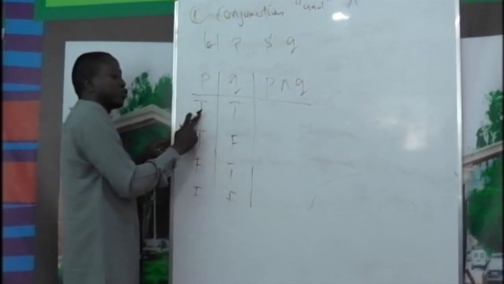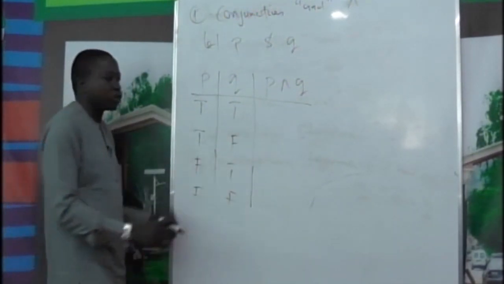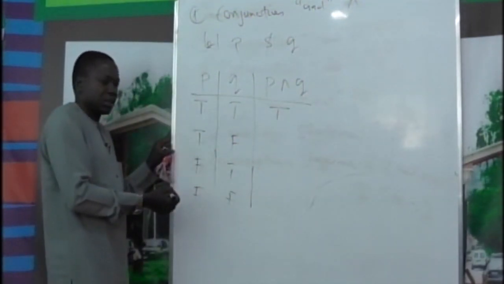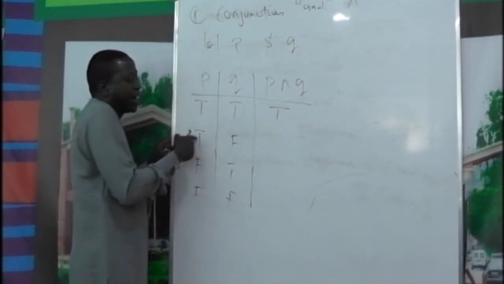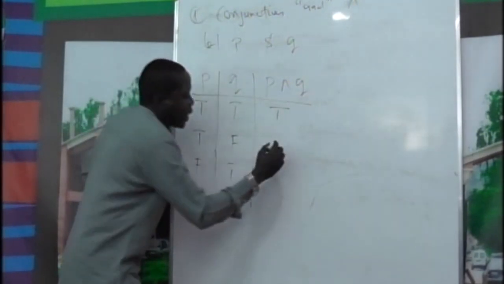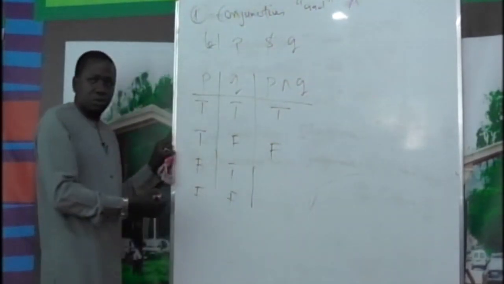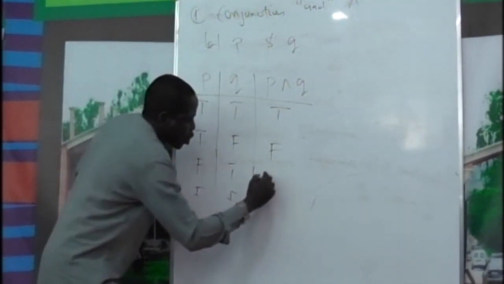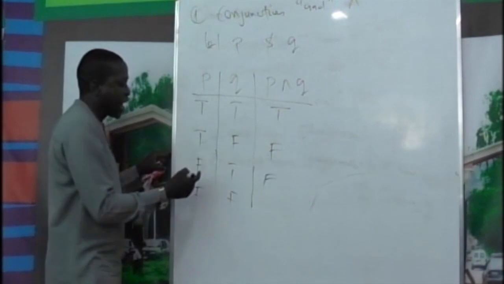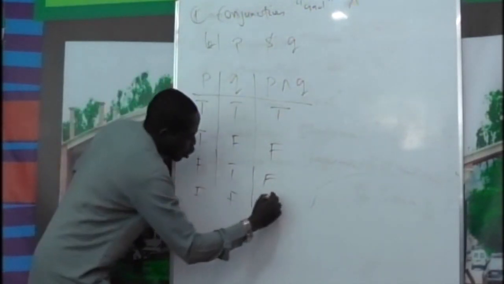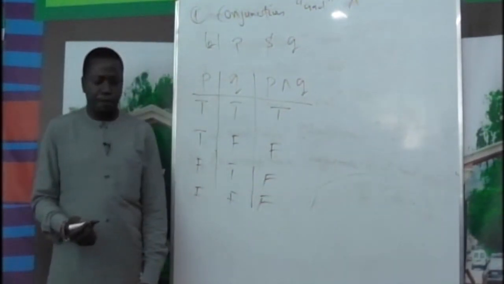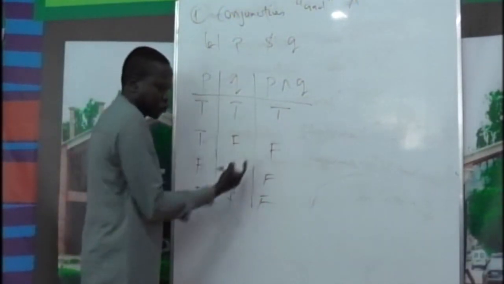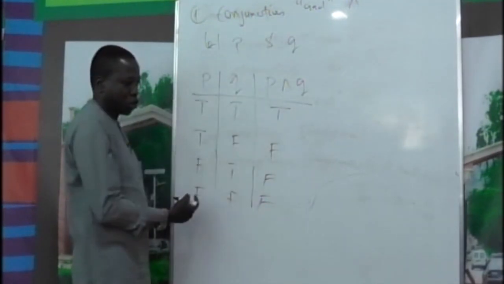This T stands for true, and this F stands for false. So now here, true and true, I have true. If I have true and false, here becomes false. If I have false and true, here becomes false. If I have false and false, this one also becomes false. Before I can have true under the conjunction, the two statements must be true.